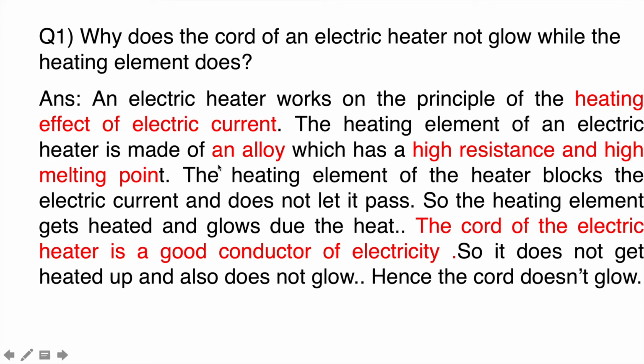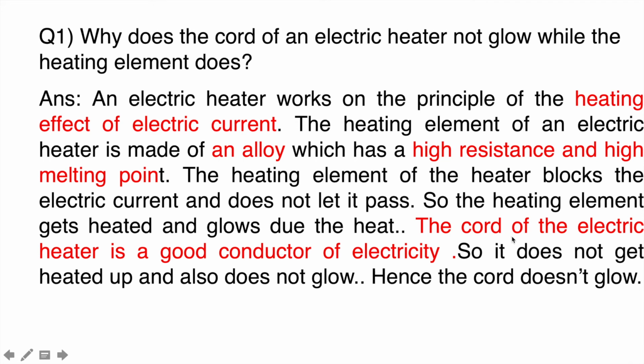And this is the explanation in detail. An electric heater works on the principle of the heating effect of electric current. The heating element of an electric heater is made of an alloy which has a high resistance and high melting point. The heating element of the heater blocks the electric current and does not let it pass. Due to the high resistance, current is not passing freely through the heating element of the heater. So the heating element gets heated and glows due to the heat. Here the electrical energy is converting into heat energy.